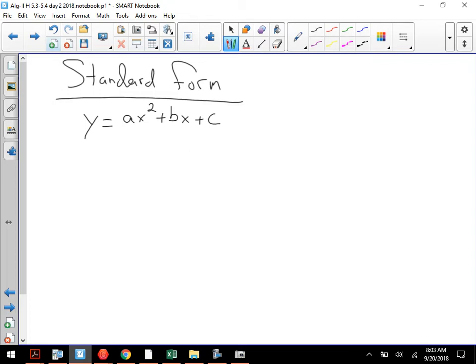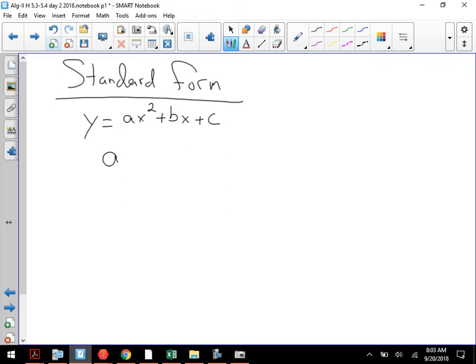Where the a, b, and c values were the coefficients. What did the value of a tell you? Do you remember? It was not the y-intercept, it was up like a cup or down like a frown. The a value tells you direction. The y-intercept is always your c value.